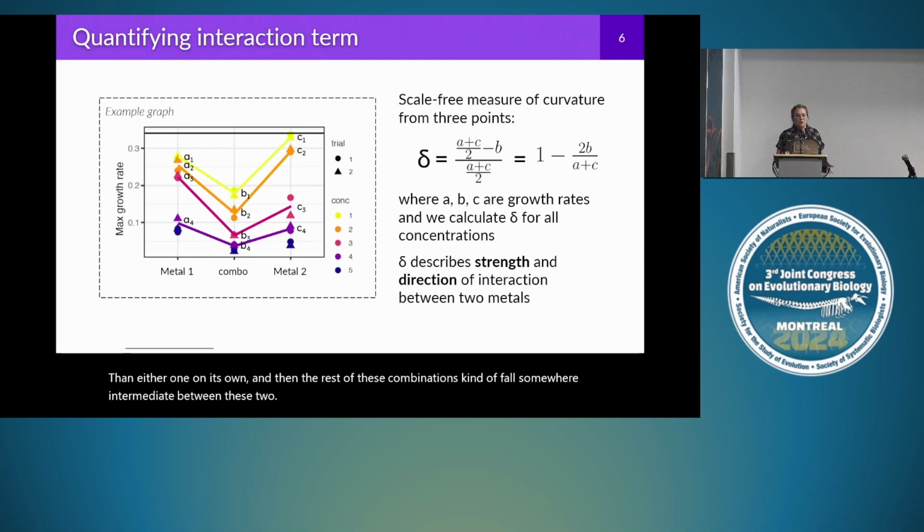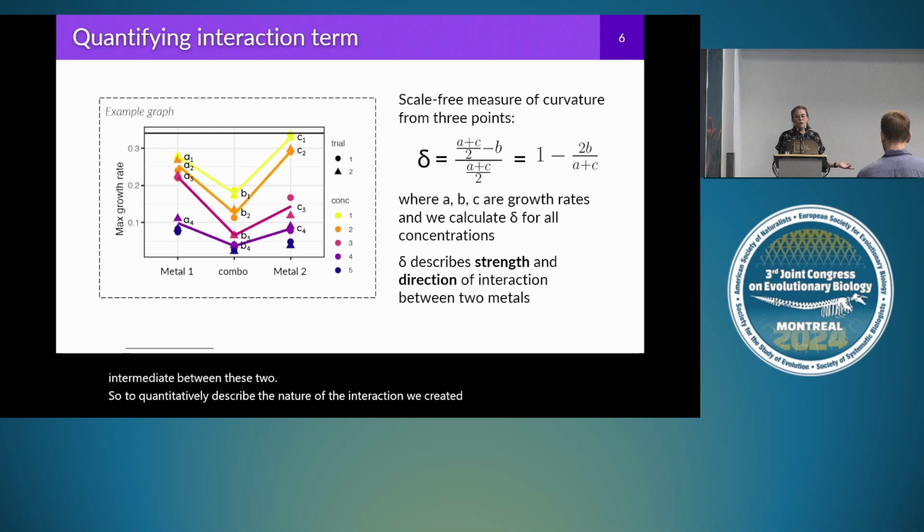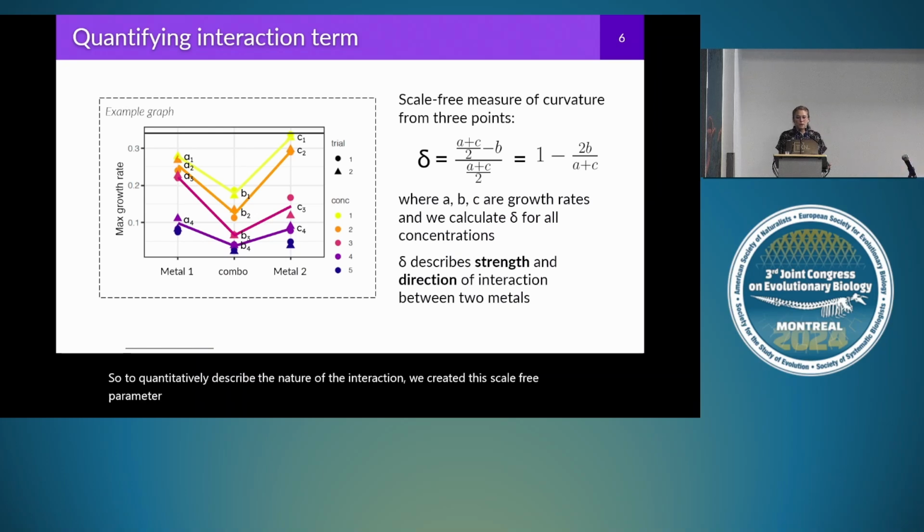So to quantitatively describe the nature of the interaction, we created this scale-free parameter, delta, which normalizes the depth of the V's based on the growth rates in single metals within each concentration. And I calculated these values for each concentration in every metal combination to get a numeric value that describes the strength and direction of the interaction.